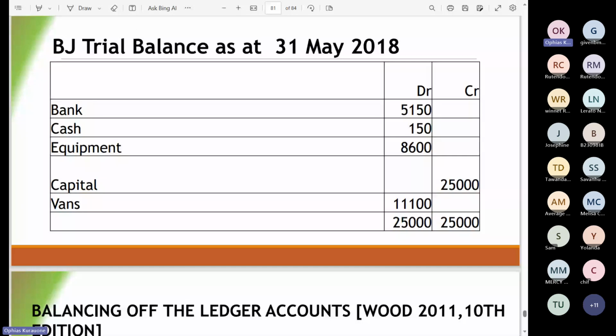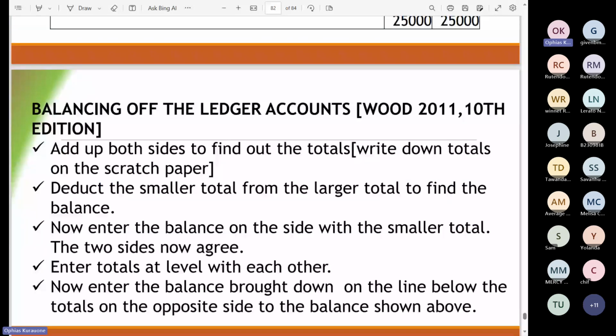So this is what you're supposed to follow. Add up both sides to find out the totals. Write down the totals on scratch paper. Deduct the smaller total from the larger total to find the balance. Now enter the balance on the side with the smaller total, like what we were saying.